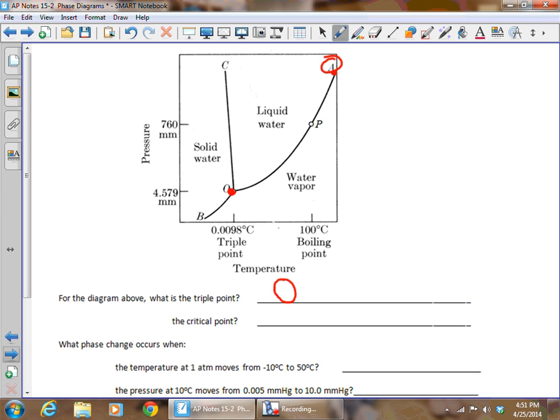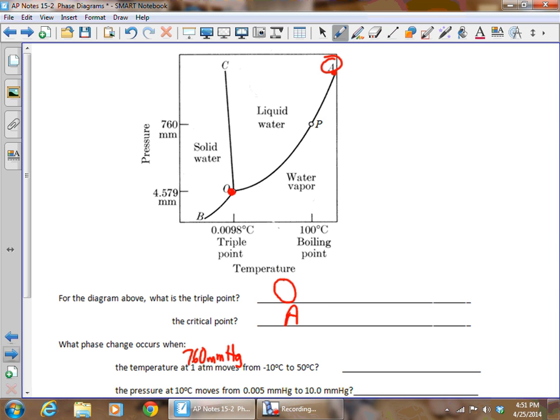That's going to be our critical point. And we can tell a lot of things about what's happening to the states of matter as we change pressure or change temperature. For this first example, what change occurs when the temperature at 1 atmosphere goes from -10 to 50? Remember, 1 atmosphere is 760 millimeters of mercury.